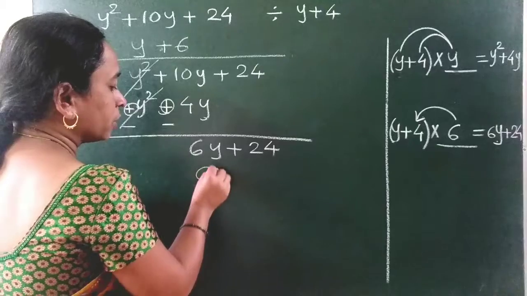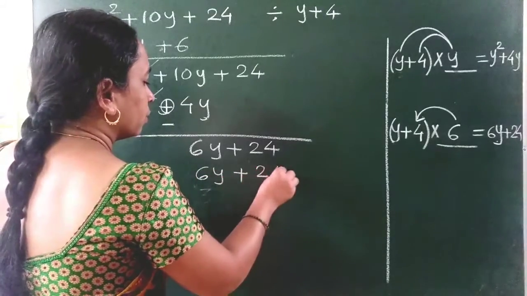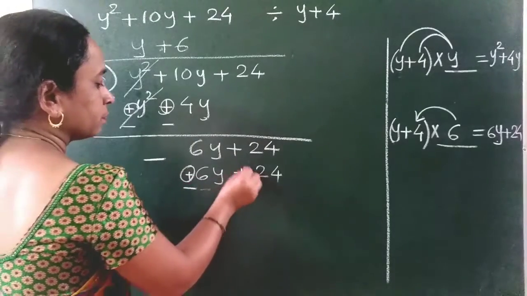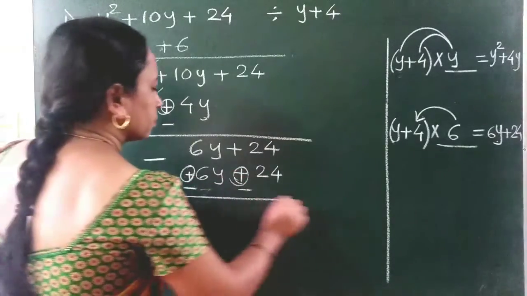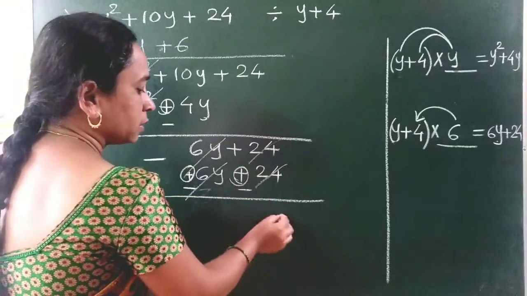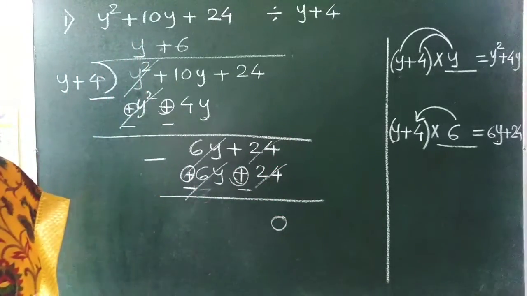I will get the product 6y plus 24. Because of the minus sign, the signs will change. This term will be cancelled, and this also will be cancelled. You will get the remainder 0.